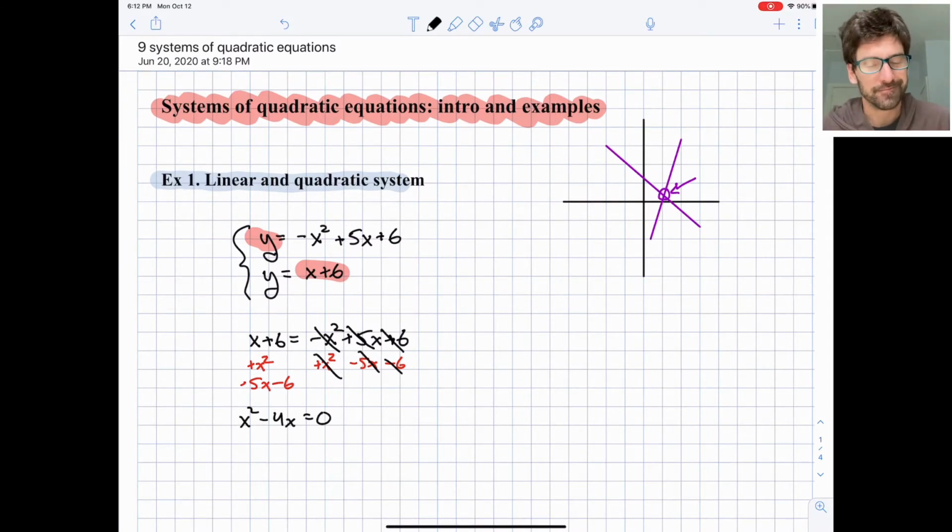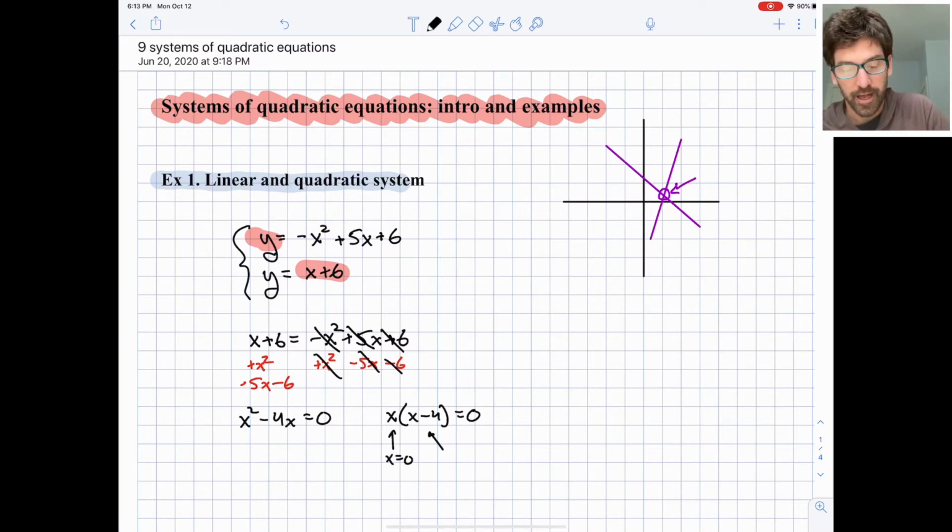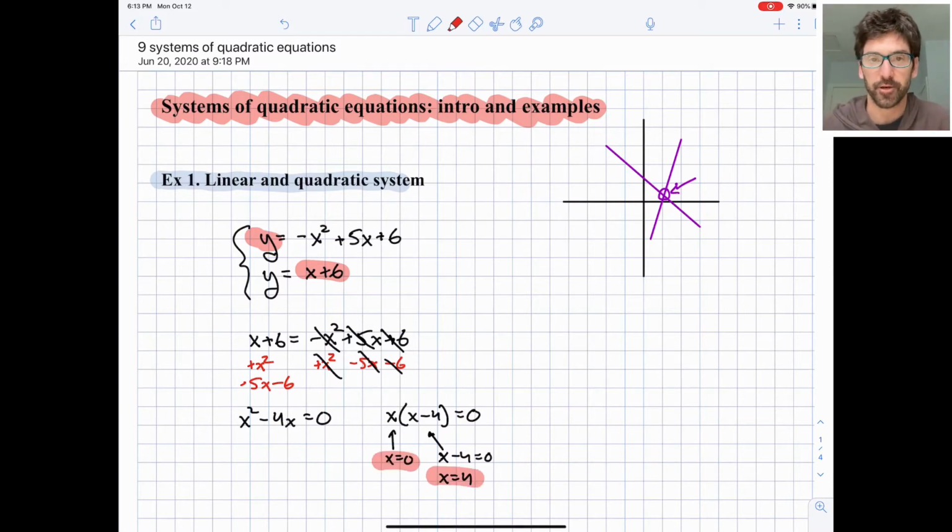So you might be thinking, let's go do the quadratic formula, but this is actually nicely factorable. Just pull out a GCF. x times the quantity x minus 4 is equal to 0. So using the zero product property, either x is equal to 0 or x minus 4 is equal to 0, which would mean that x is equal to 4. So we have two solutions now, x equals 0 and x equals 4. So those are the x values. We would still want to find the y values.